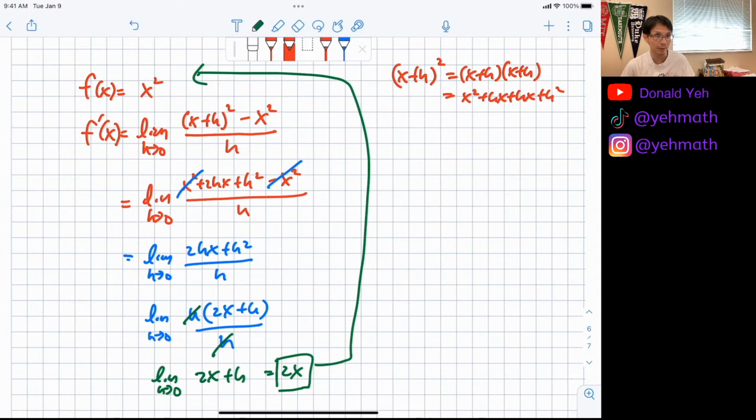Now what I want you to do is use the definition of derivative to find the derivative of the square root of x. Okay, so, square root of x.